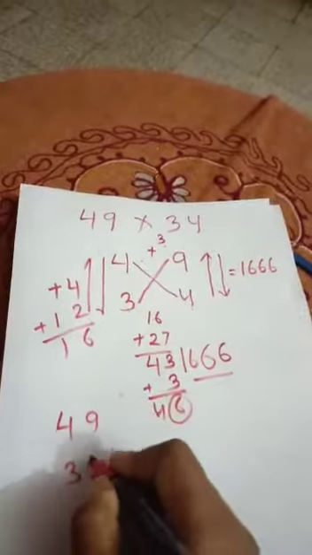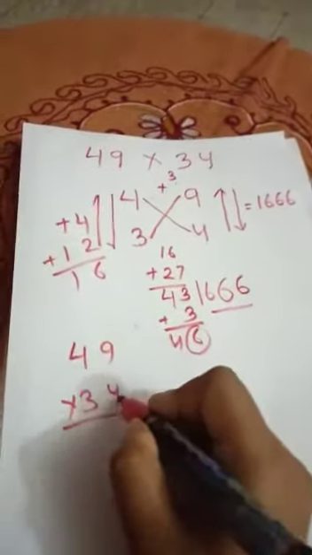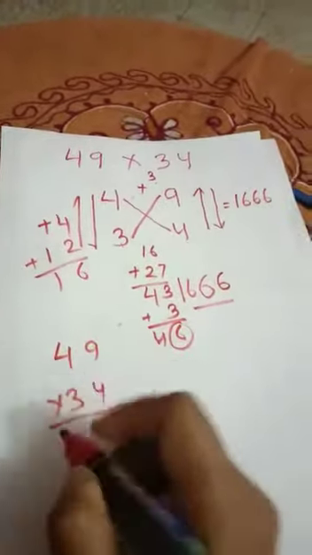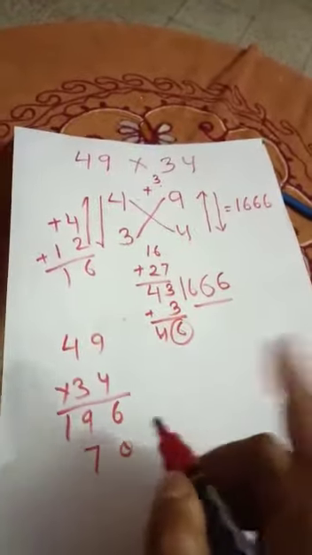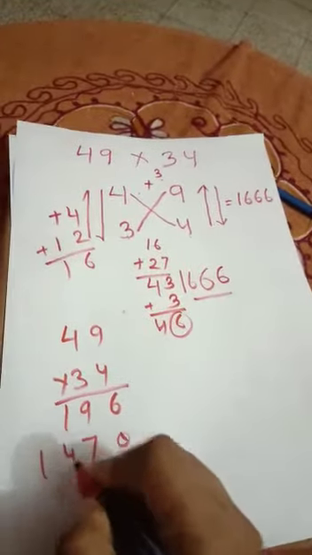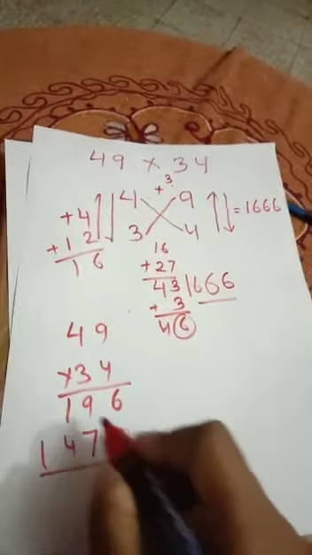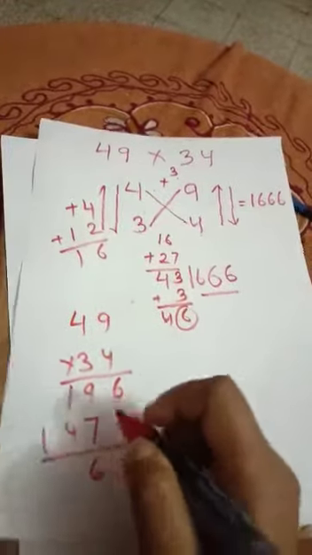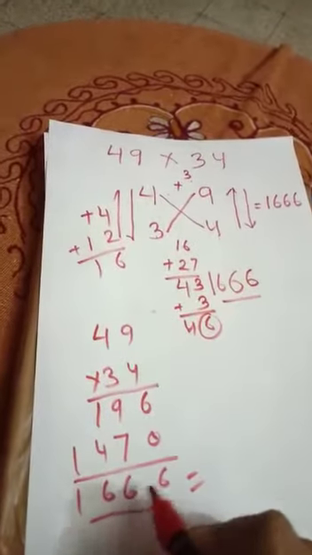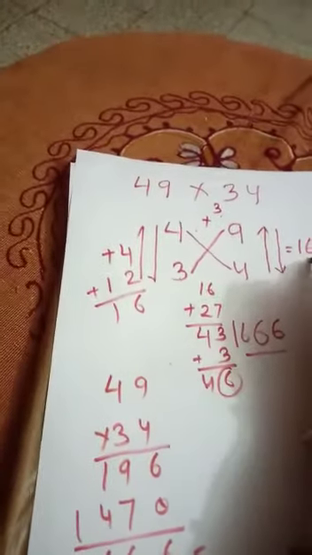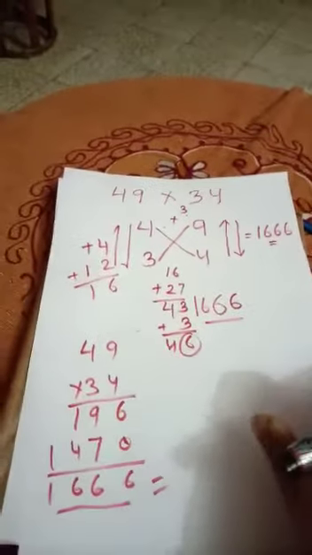49 times 34. Do the multiplication. Start from ones. 4 9s are 36, 3 carryover, 4 4s are 16 plus 3, 19. Now 0 at the tens place, 3 9s are 27, 7, 2 carryover, 3 4s are 12 plus 2, 14. Now add it. 6, 9 plus 7, 16, 1 carryover, 4 plus 1, 5 plus 1, 6 and 1. See, this is 1666, and here also with the help of the trick we get 1666 in a very few minutes. So you can also do it. Now let's take another example, children.